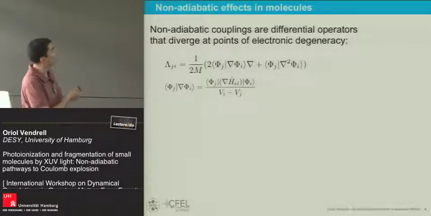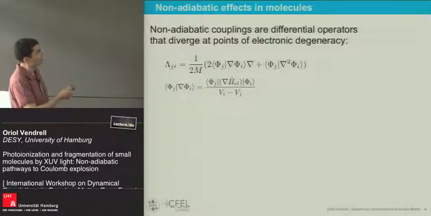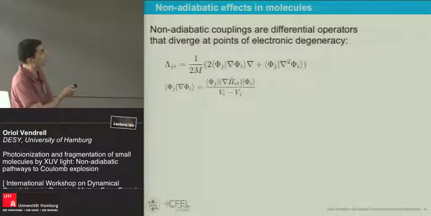So these couplings take this form. These are differential operators that diverge at the points of electronic degeneracy. This is the scalar coupling, which is very often neglected. And this term is the gradient of this operator, sandwiched between two electronic wave functions, and it depends on the energy difference. So if we have a point in which two potential energy surfaces are degenerate, basically these couplings diverge.